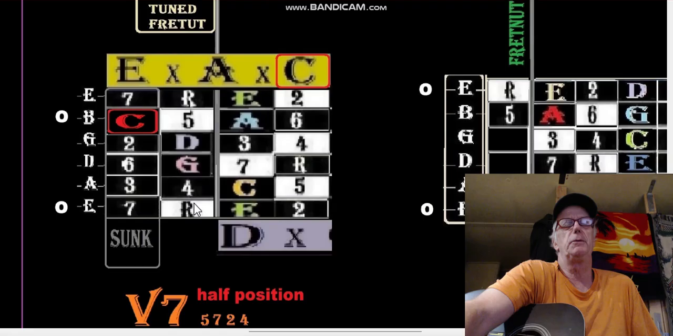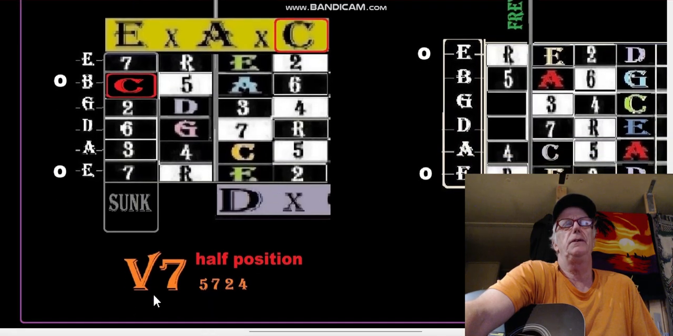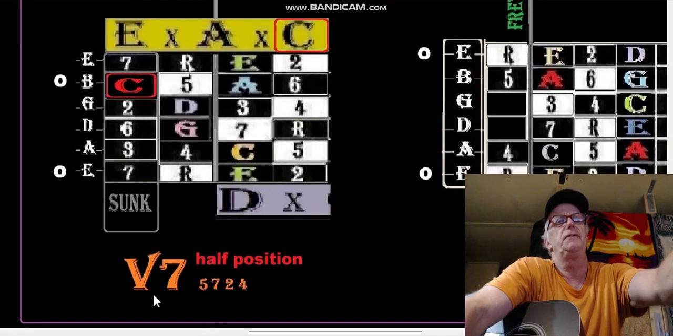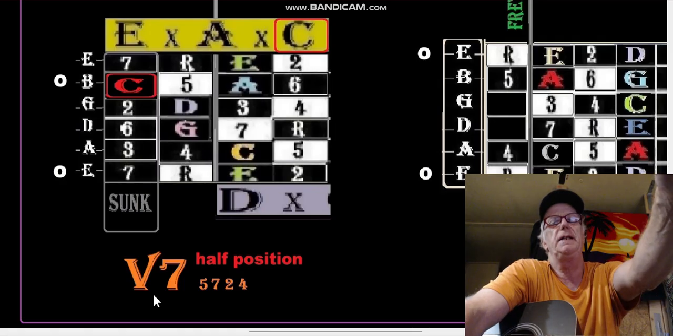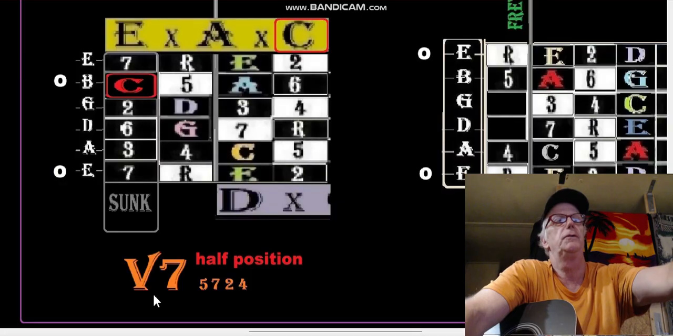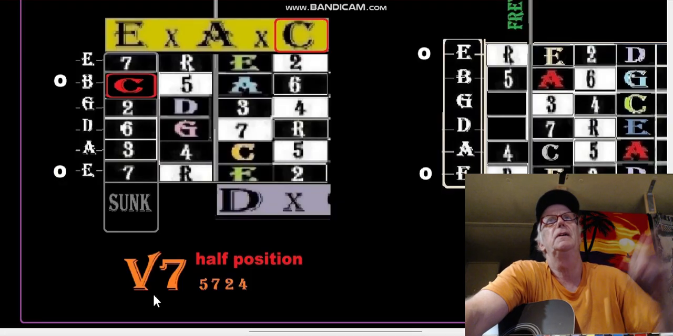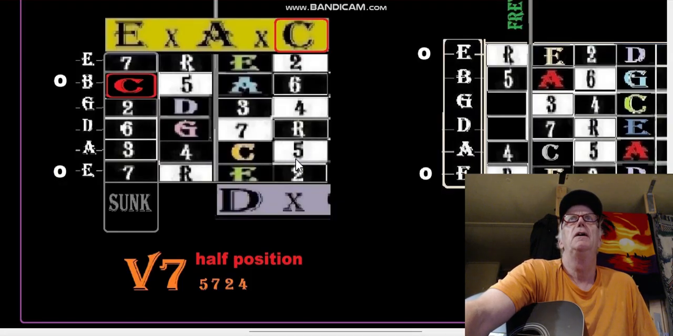So remember, the Mixolydian is 5, 7, 2, and then its 7th is the 4th of the root. Okay, so we've got here root, 5, 7. We don't have the 2, but we have the 4 and we have the 2 up here. So this is an important note to play.